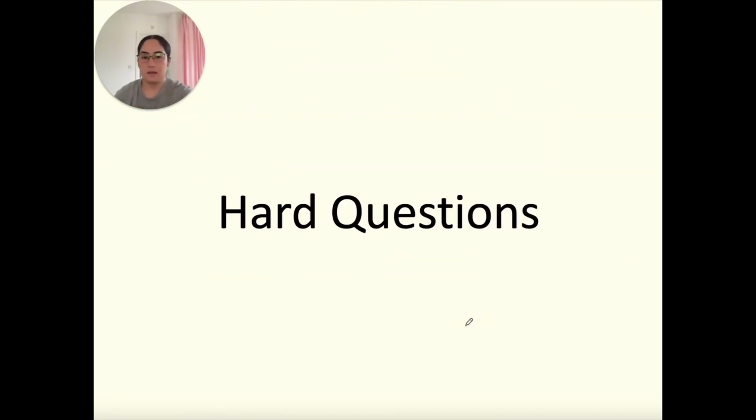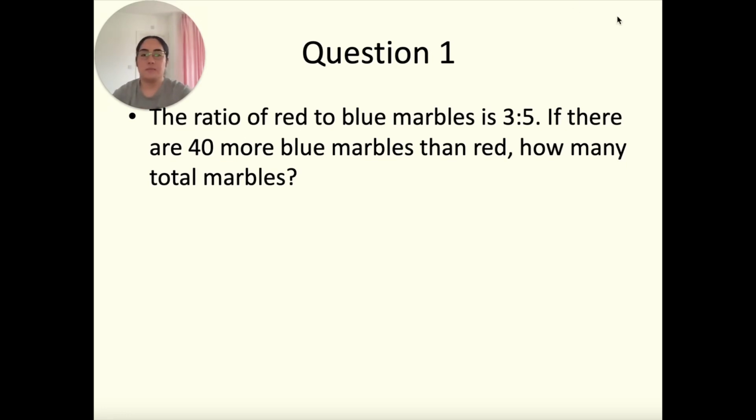Let's keep going. Now, let's look at the harder questions. The ratio of red to blue marbles is 3 to 5. If there are 40 more blue marbles than red, how many total marbles would there be? Now, pay very close attention. What commonly happens at this point is students will go, okay, there are 40 blue marbles. How do we go from 5 to 40? We do the same there. That is incorrect. However, if you read the question one more time, it says there are 40 more blue marbles than red. It doesn't say that there are 40 blue marbles altogether, but there are 40 more.